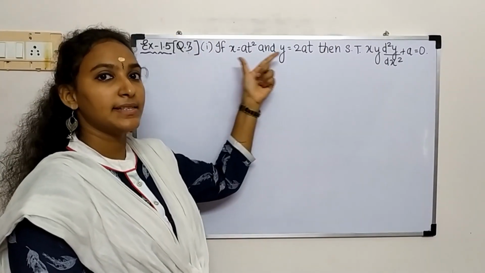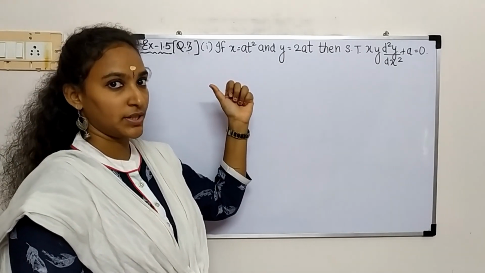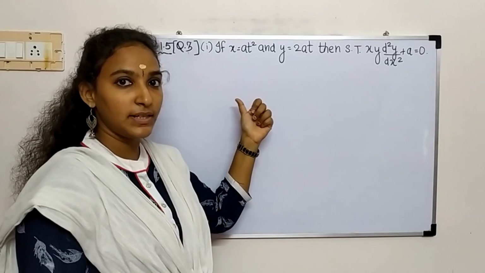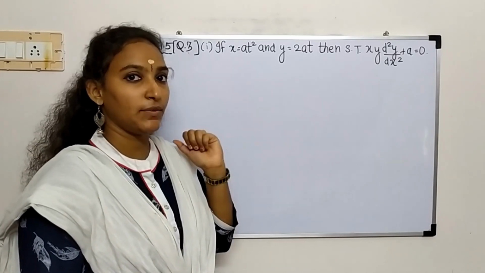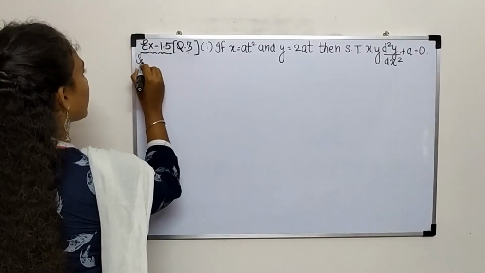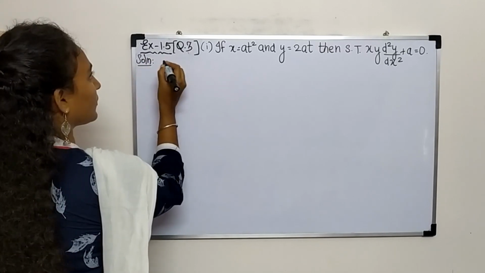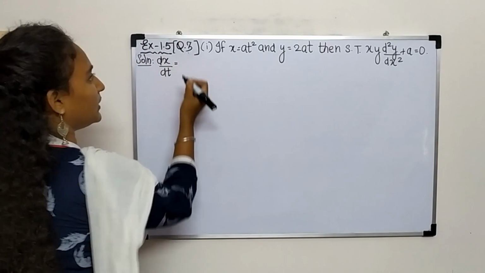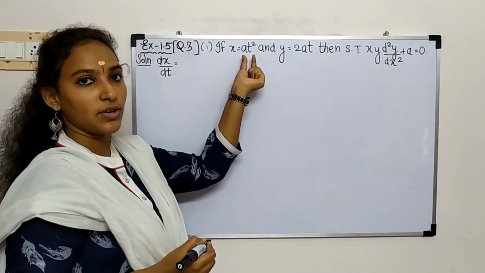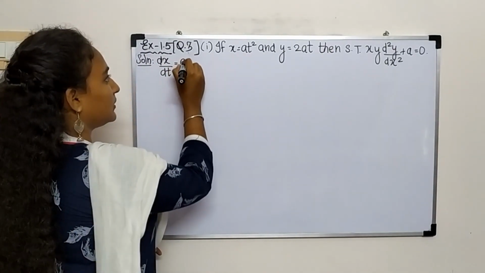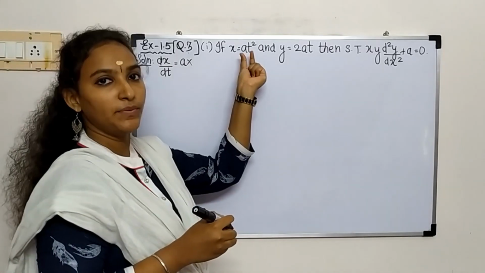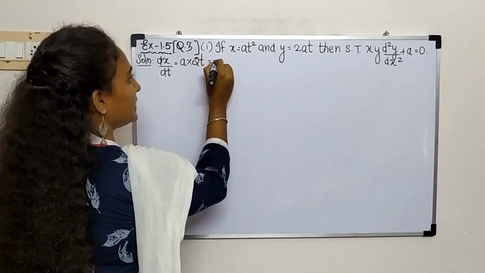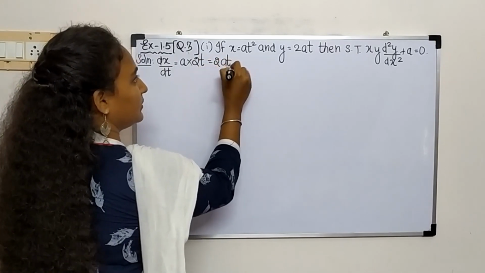You can see that x and y are parametric functions. So we are going to differentiate x and y with respect to t first, then we are going to find dy by dx. dx by dt is equal to, since a is a constant, we find the derivative of t square, that is 2t, which is equal to 2at.